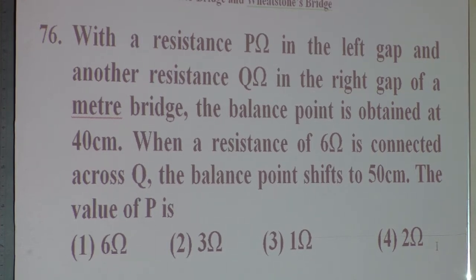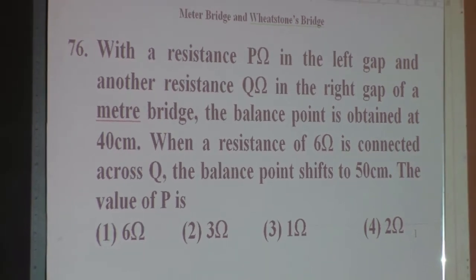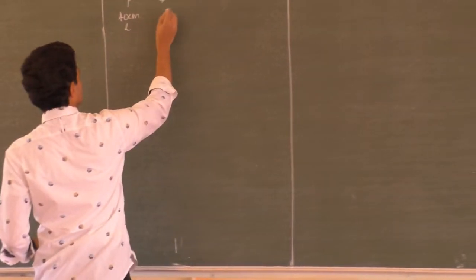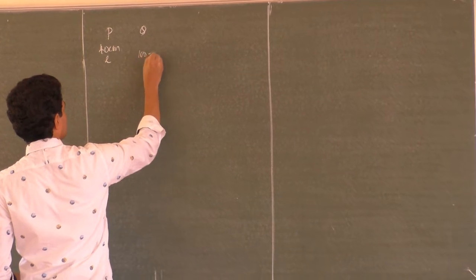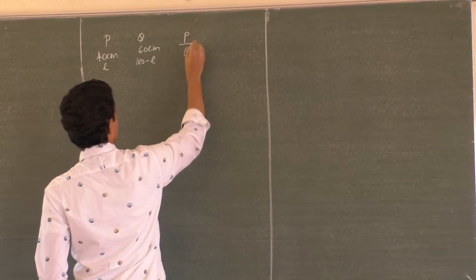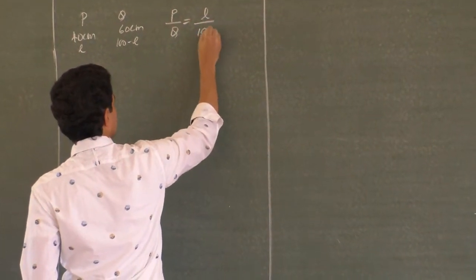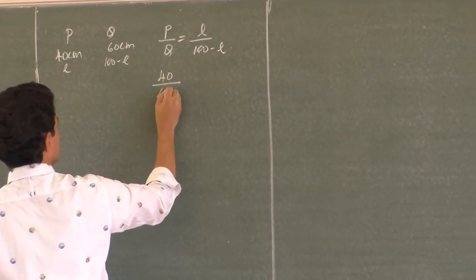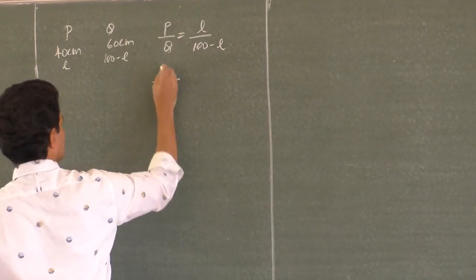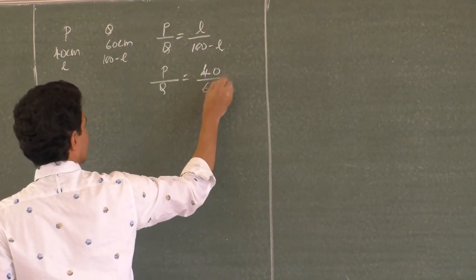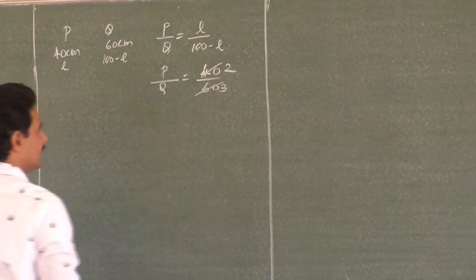Right. So there is a meter bridge. I will write only the values. Resistance P in the left gap, Q in the right gap. Balancing point is at 40 centimeters, L, and 100 minus L is 60 centimeters. So the formula is P by Q is equal to L by 100 minus L. Sorry, P by Q is equal to 40 by 60. That is 3 times and 2 times. So you got the relation between P and Q.